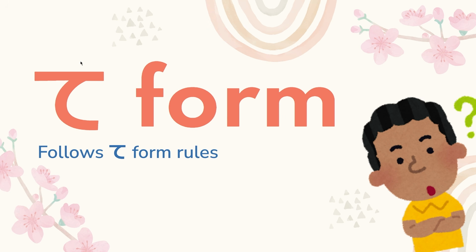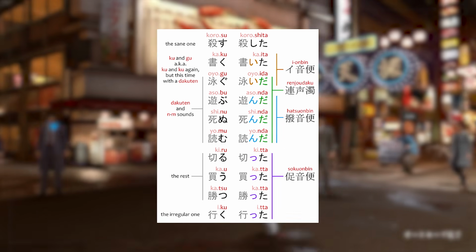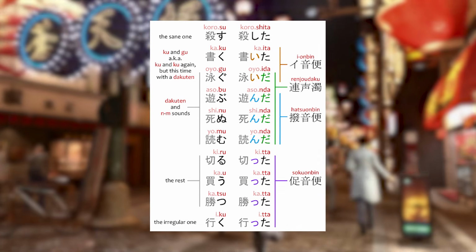Now you'll notice that I did not include the te form, and I've only covered 4 out of the 5 stems, but this is because te form follows its own te form rules that I will be covering in the 3rd video in this series.